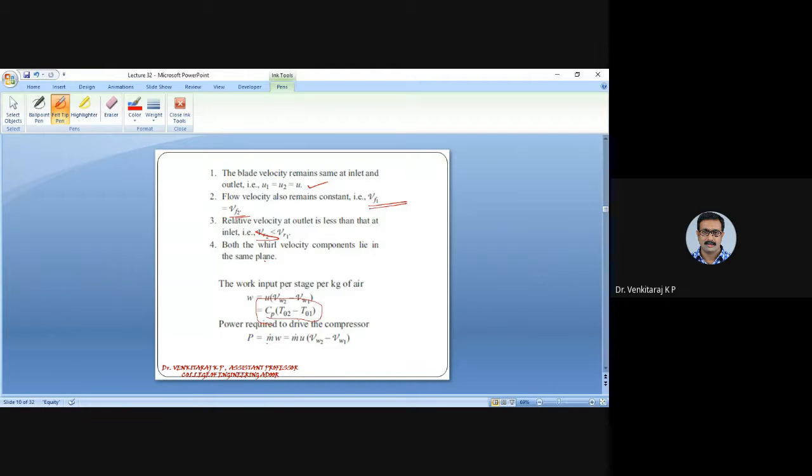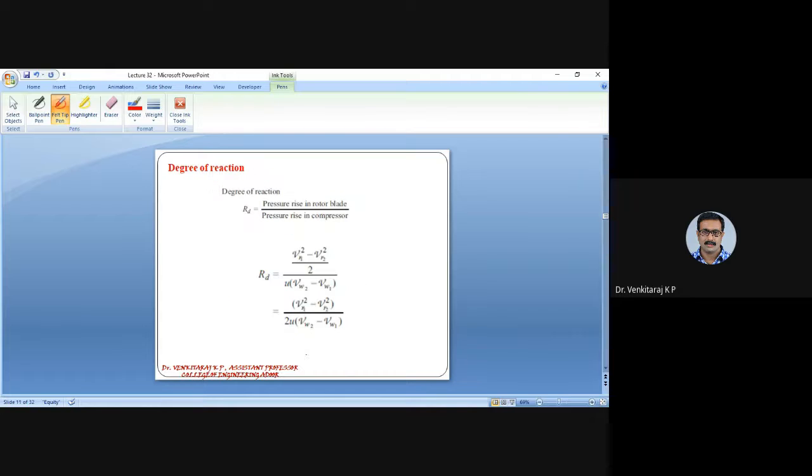And if you have the total mass of air entering the compressor, then the power required to drive the compressor will be m dot into W. Actually this is the work input per stage, so this has to be multiplied by the number of stages. And when you multiply it with the mass flow rate, you get the power requirement per stage.